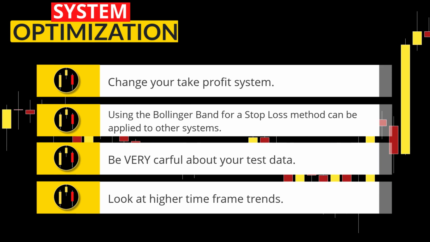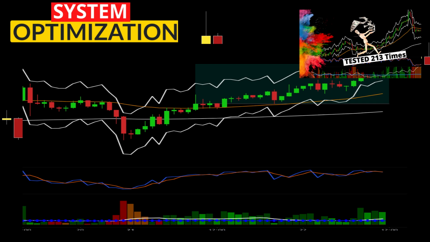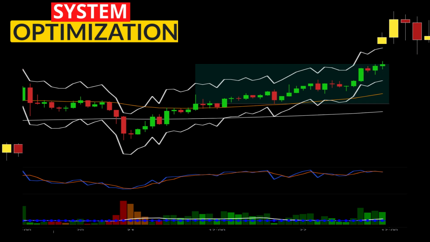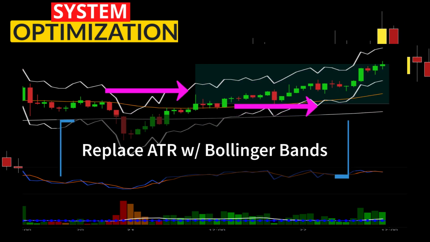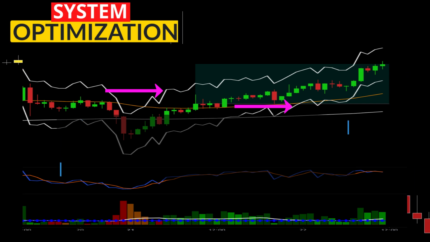The second optimization tip is not for this system, but what can we take away from this strategy and add to another. Those who have watched my videos know I like to use the ATR to set my stop. Like in this video, which featured explode on the double D, that proved to have wonderful results. But the Bollinger Bands can also be used as an effective stop loss level. I am not a big Bollinger Band advocate, but in the right spots, it is a great indicator.